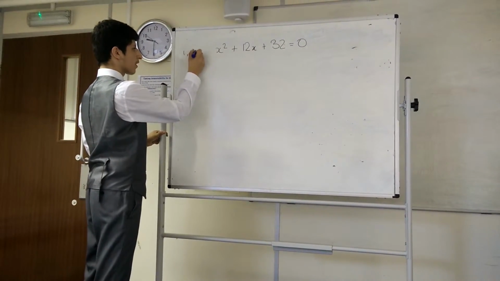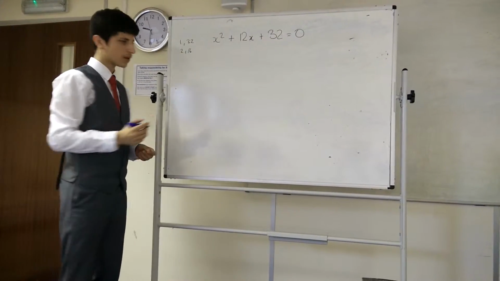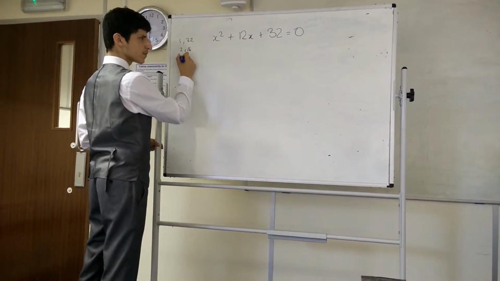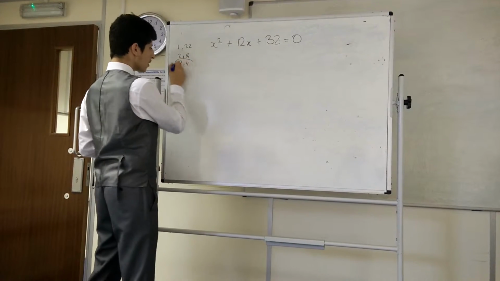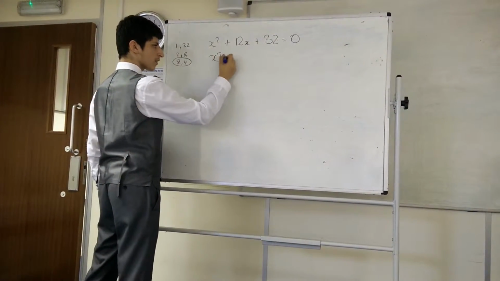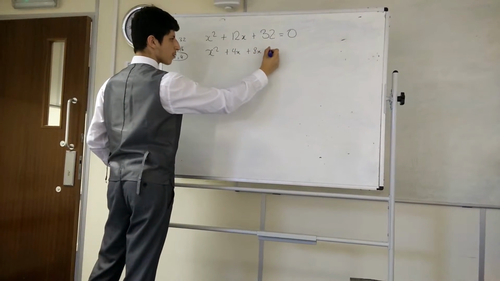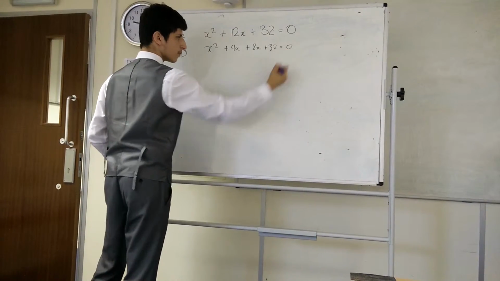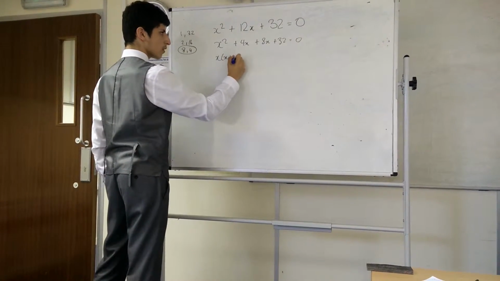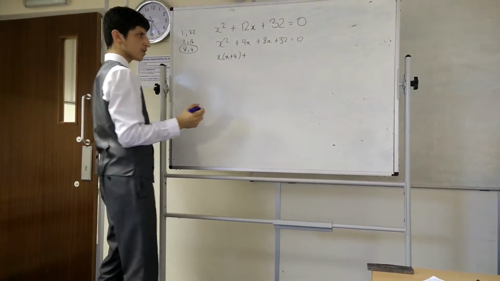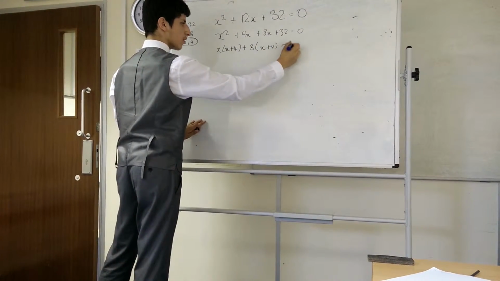You think of 1 and 32, that doesn't work, they don't add to 12. 2 and 16, doesn't add to 12. 4 and 8, well, that adds to 12, so this one will work. You can rewrite this equation as x squared plus 4x plus 8x plus 32 equal to 0. Taking the common factor out, x bracket x plus 4, plus 8 bracket x plus 4 is equal to 0.